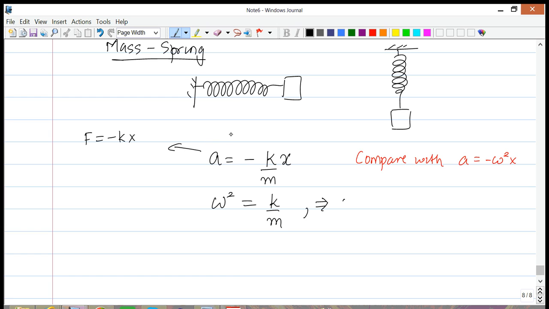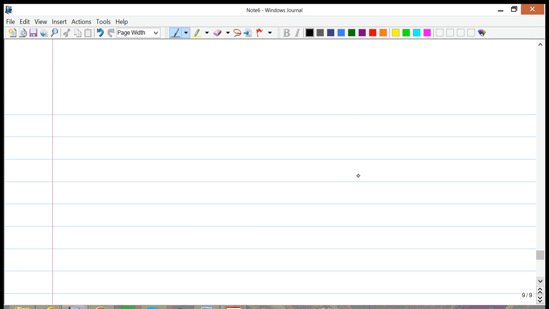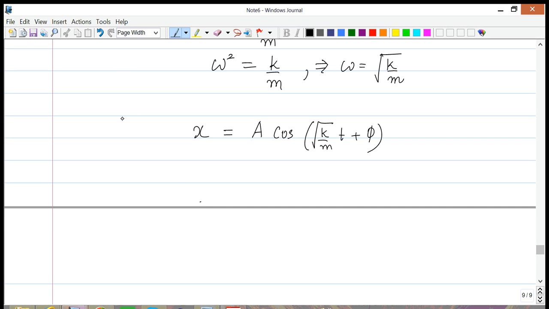Okay, so this implies that omega is square root of k over m. Right away we know this. And now once you know this, everything in the problem is very simple. So now I can write my x as it changes its position. X will happen to be A cosine of square root k over m times t plus some initial phase phi. Okay, so that's very simple.